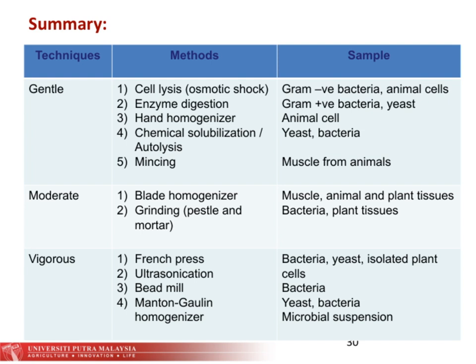Moving on to the mincing approach, this is a bit more manual but effective. It's often used for gram-negative bacteria and animal cells, or yeast and bacteria samples, especially when dealing with tissues like muscle from animals. Then we have the moderate techniques, which include blade homogenizers and grinding with a pestle and mortar. These are commonly used for muscle tissues from animals or plants, as well as bacteria and plant tissues. They provide a good balance between gentle and vigorous methods.